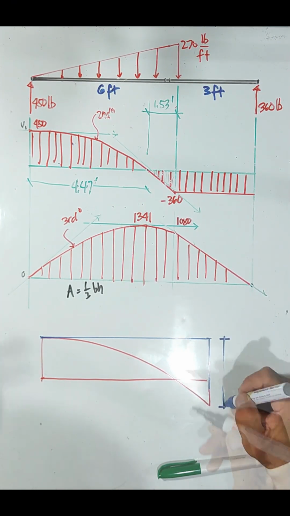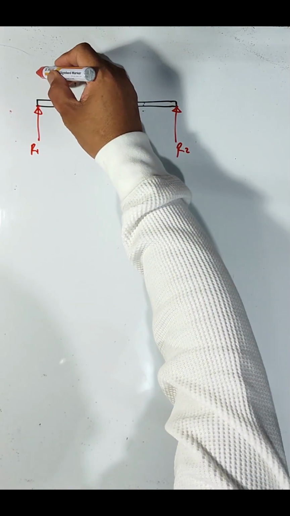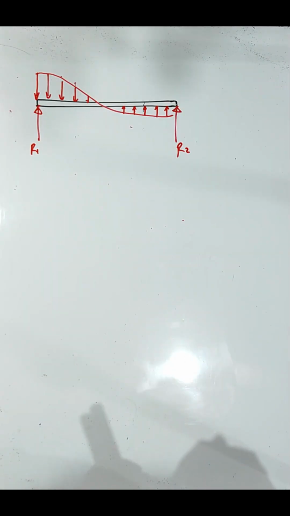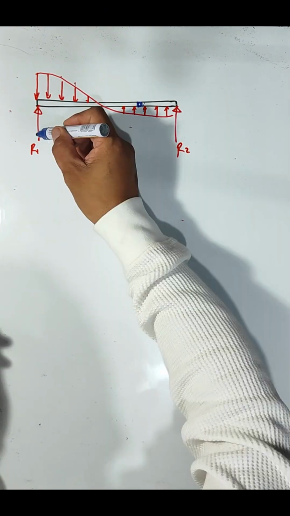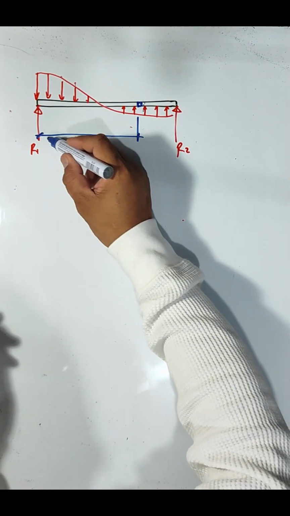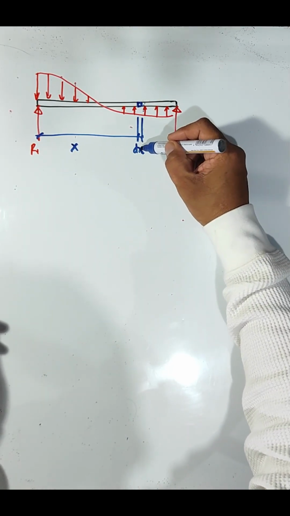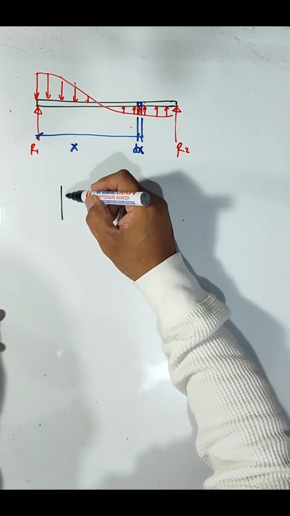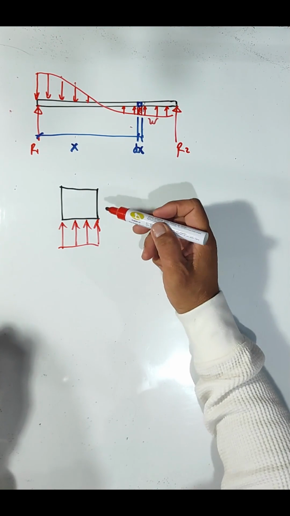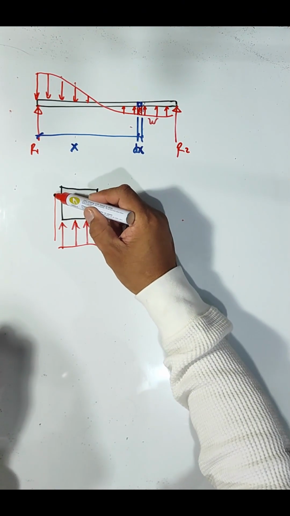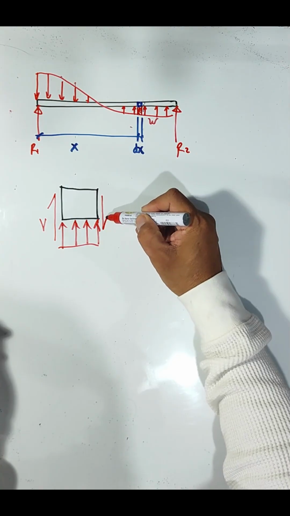For example, if we have a simply supported beam and it is loaded like this, and we consider a very small part of the beam, at a distance of x from the left end. This part is very small, we can call it dx. If we draw that small part here, we have the load, and on the left side we will have the shear, and on the right side we'll have the shear in the opposite direction.